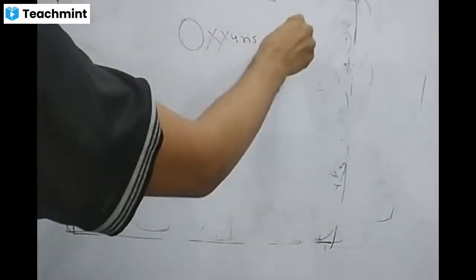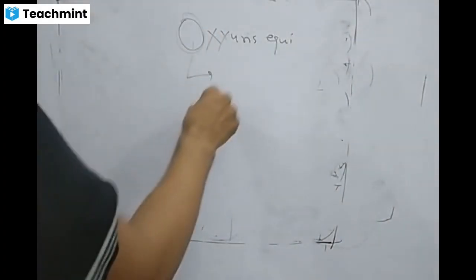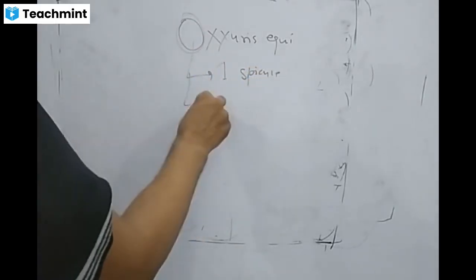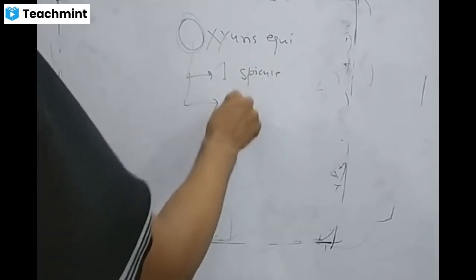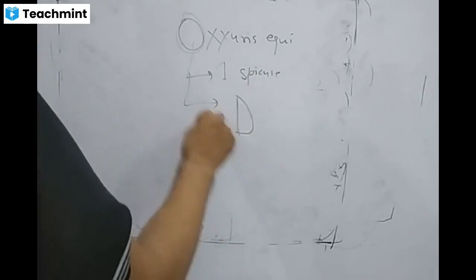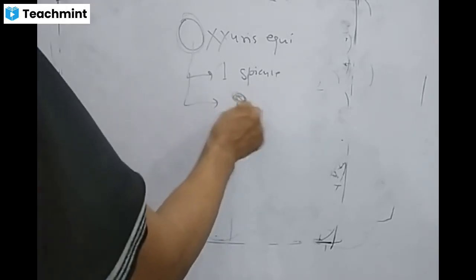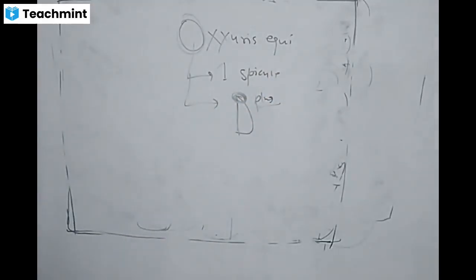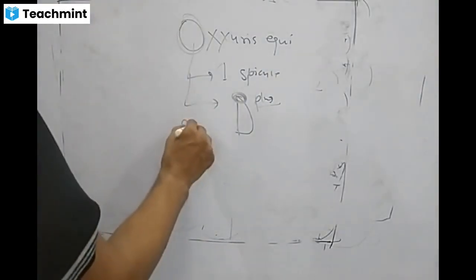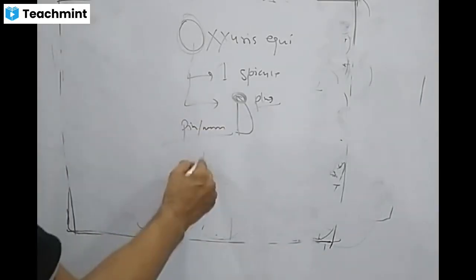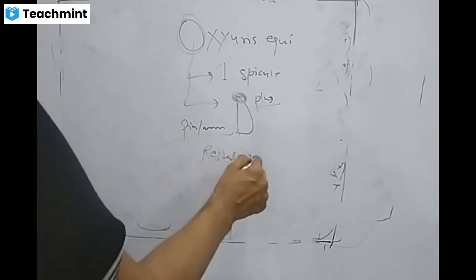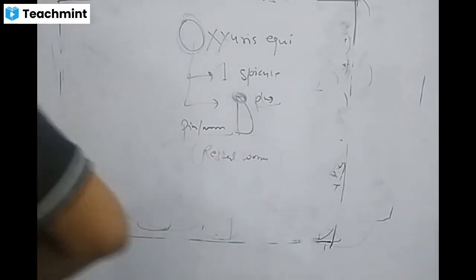Oxyuris equi. This O will give you 4 to 5 MCQs. O means one spicule. O for one side flat. This is one side flat, and on one side there is a mucosal plug, which is the characteristic of the egg of Oxyuris equi. Equid plug, and we call it pinworm. Pinworm, or as it is found in the large intestine, we also call it rectal worm. It is also called rectal worm.